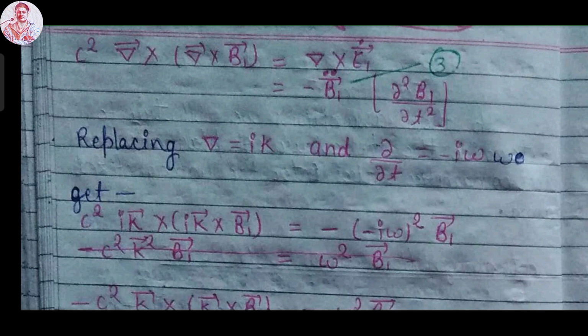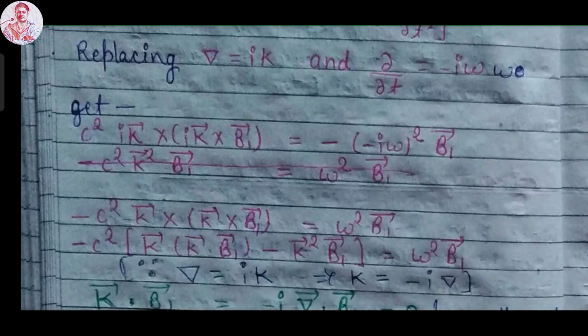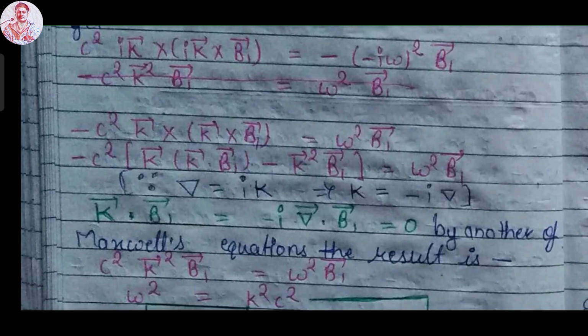ik cross vector B, which is equal to minus of i omega whole square vector B. After that, minus c square vector k cross vector k cross vector B equals omega square B. After solution of the vector cross product, we will get minus c square vector k into vector k dot vector B minus k square vector B, which is equal to minus omega square B.